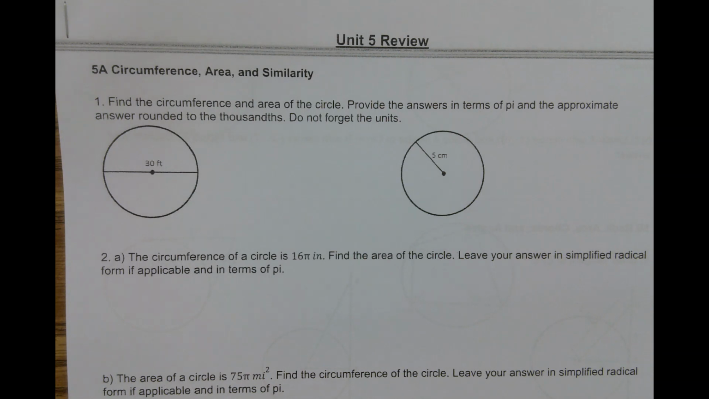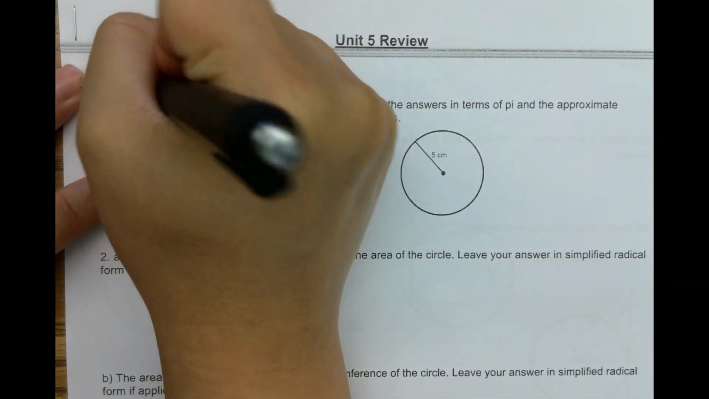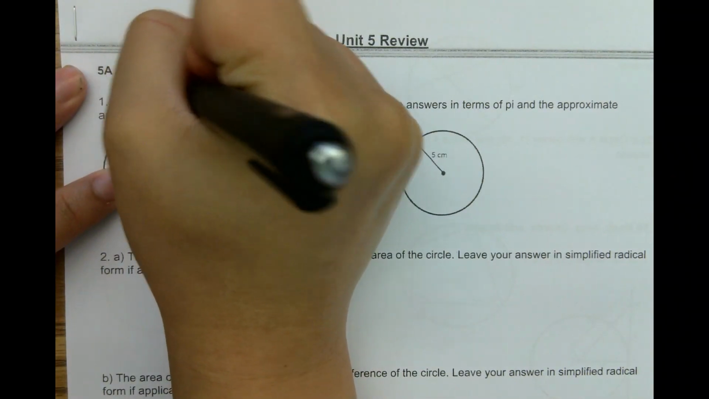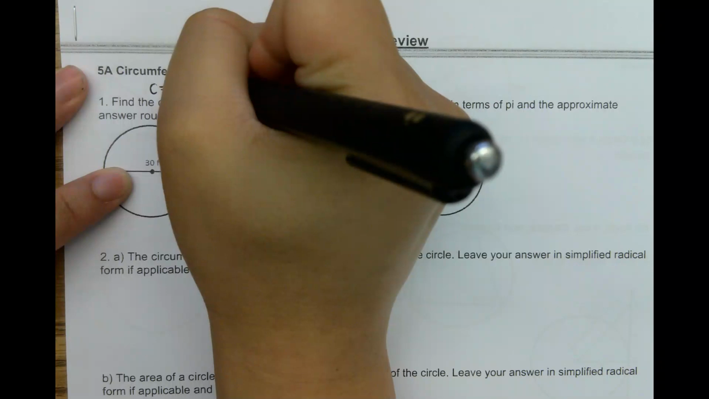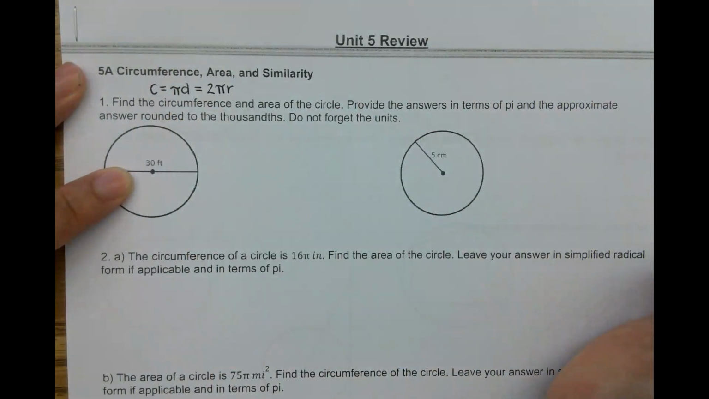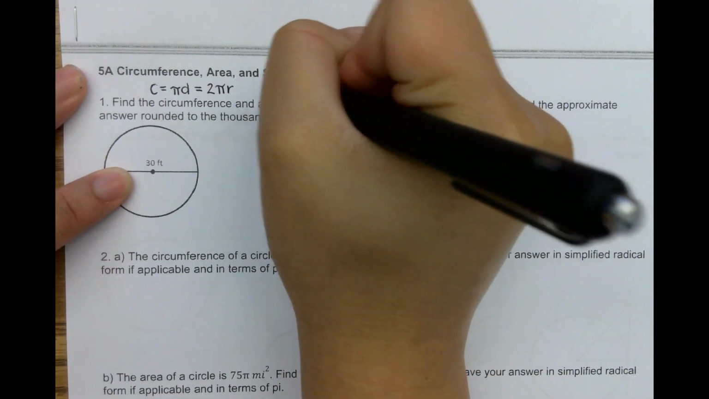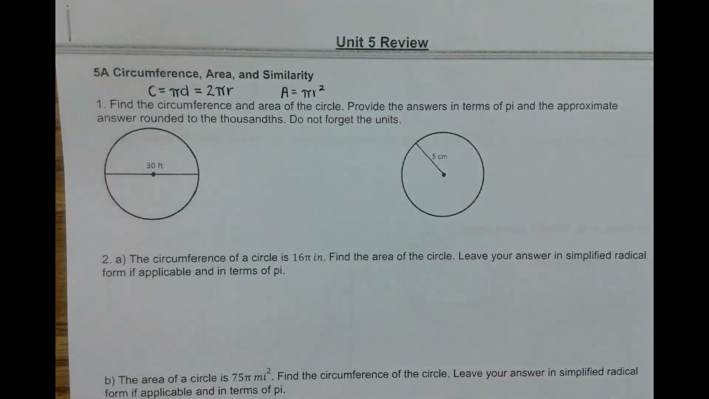Okay, so here we're going to find the circumference and area of the circle. Just a reminder, the circumference formula is pi times diameter, or if you're given the radius, diameter is 2 of our radiuses, so we can also do it as 2 pi r. The area formula is pi r squared. So those are the formulas we need.